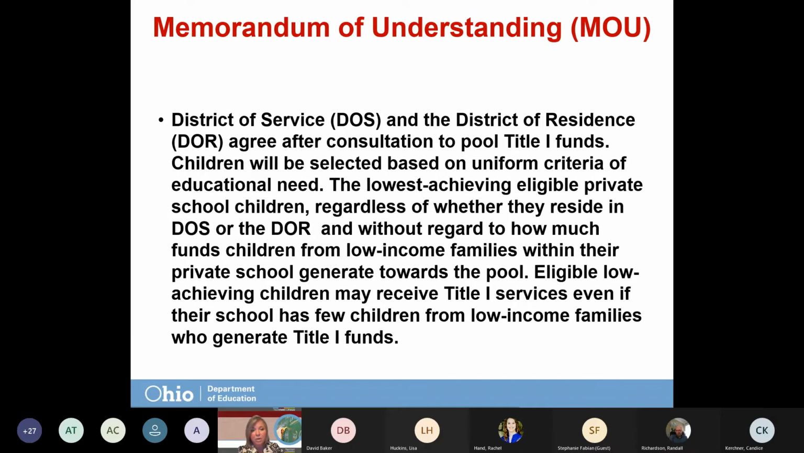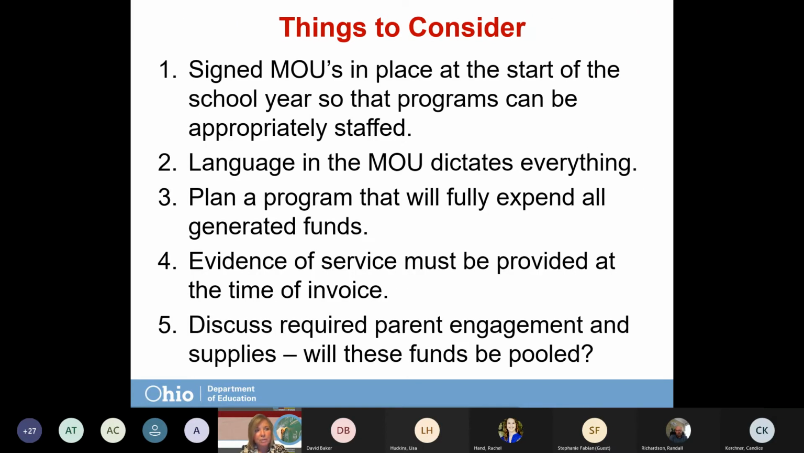That's one of the pros of using the pooling model. The children who are most at need receive those services, whether or not their district generated enough to provide service to all of those children. Next slide. If you plan to enter into an MOU for the delivery of Title I services, this decision should be made now.